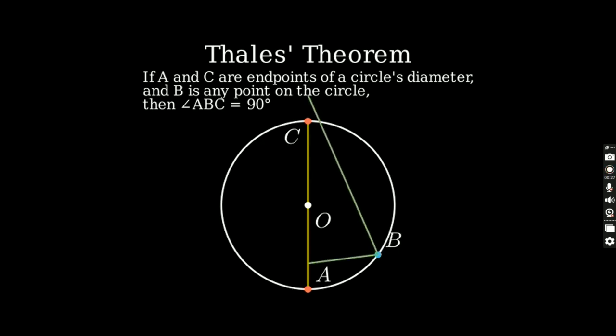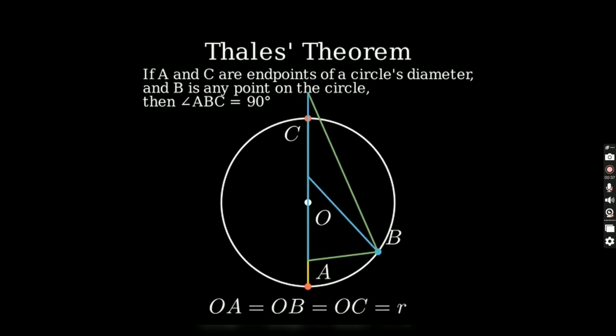To prove this theorem, let's draw some additional lines that will help us. First, let's draw the radii from the center O to each of our points A, B, and C. Since these are all radii of the same circle, they're all equal in length.